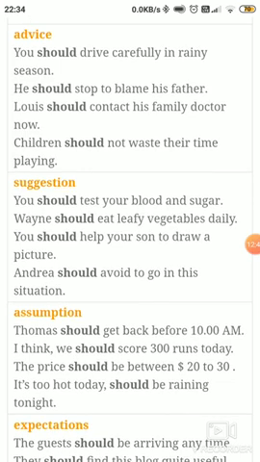Assumption. Assumption means you are assuming the scenario. Let's have a look at the sentences. Thomas should get back up before 10 a.m. Then I think we should score 300 runs today. The price should be between $20 to $30. It's too hot today. Should be raining tonight.